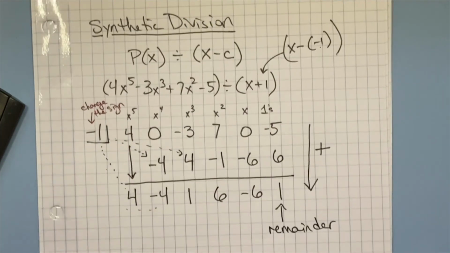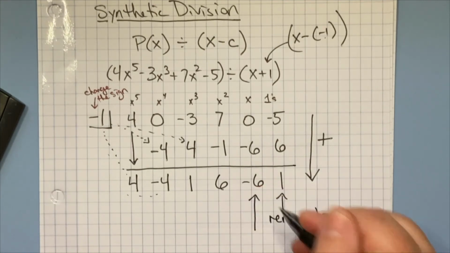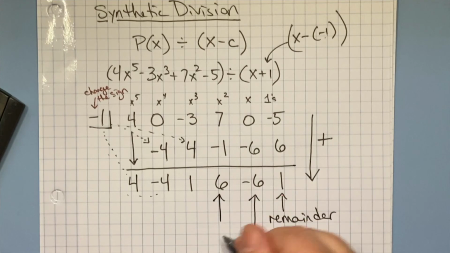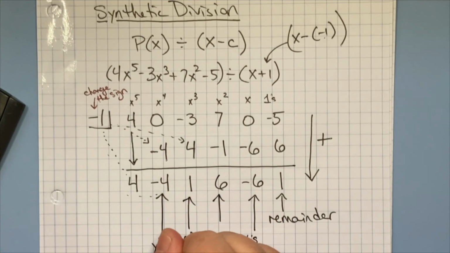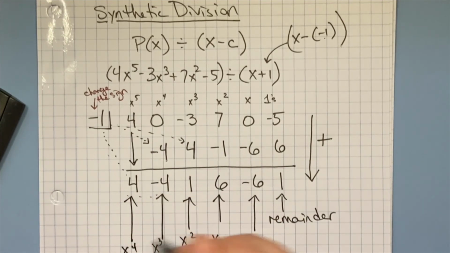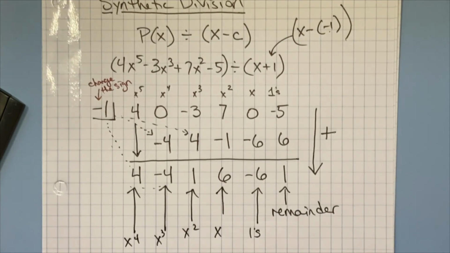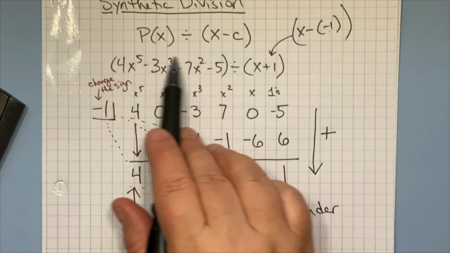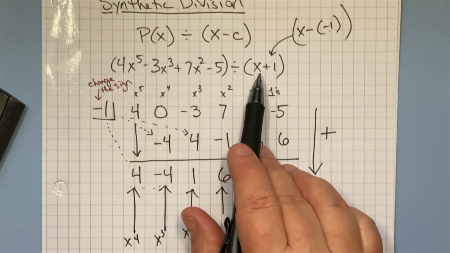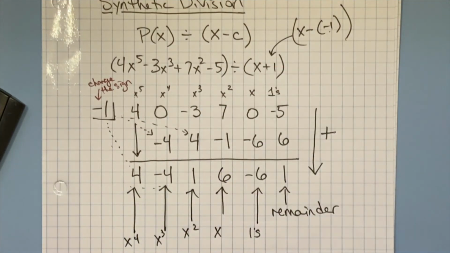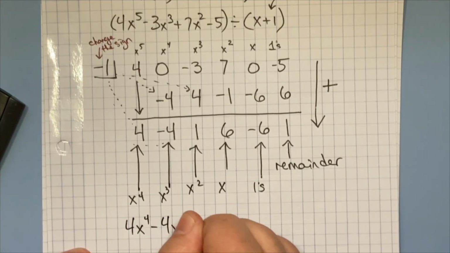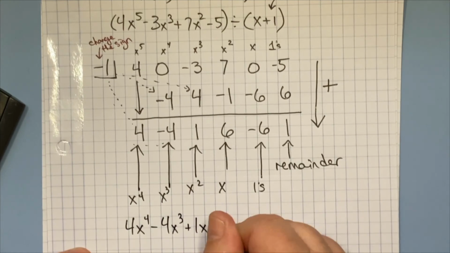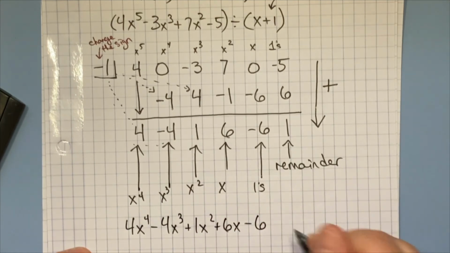We know that from this problem. And then we start counting from here. These are going to be the 1s. These are going to be the x's. X squared, x cubed, and x to the 4th. And people are going to ask me, wait a minute, why didn't it go to x to the 5th? And the answer is, we had a 5th degree polynomial. We divide by 1st degree. So we're pulling one x out. So the max is now an x to the 4th. So it got smaller by 1. It kind of makes sense. 4x to the 4th minus 4x cubed plus 1x squared plus 6x minus 6 with a remainder of 1.